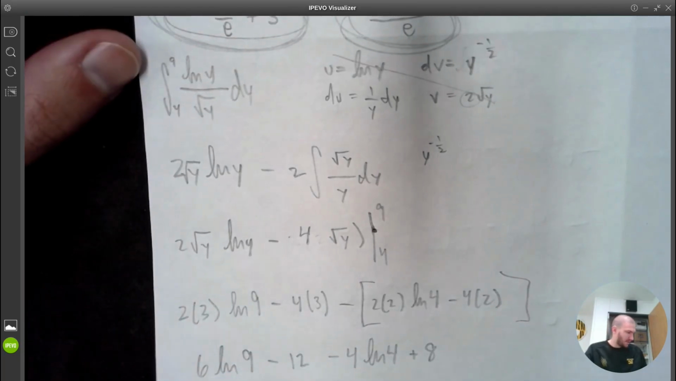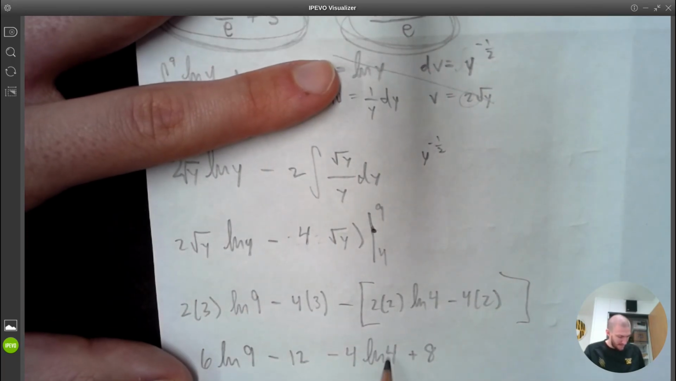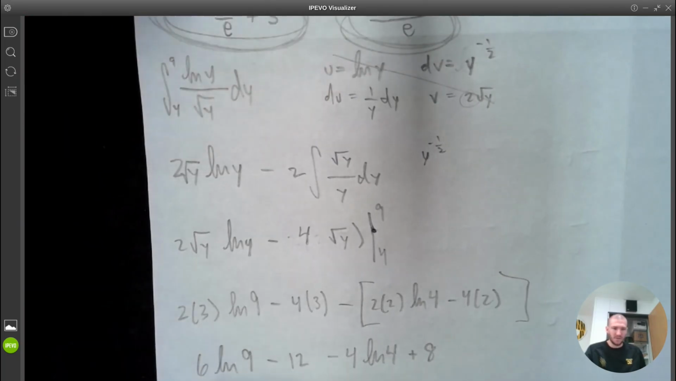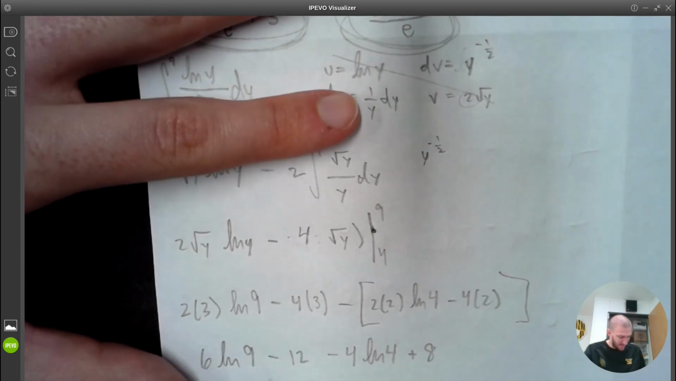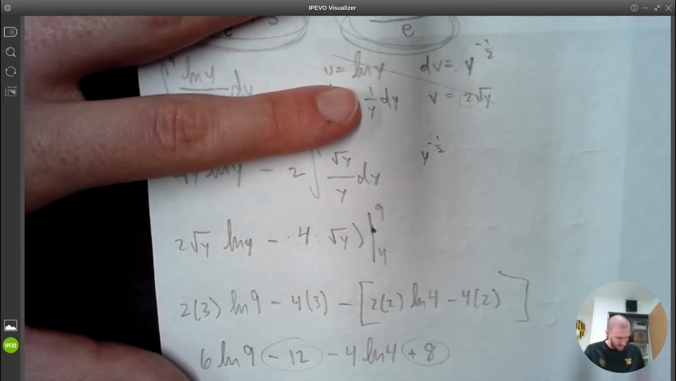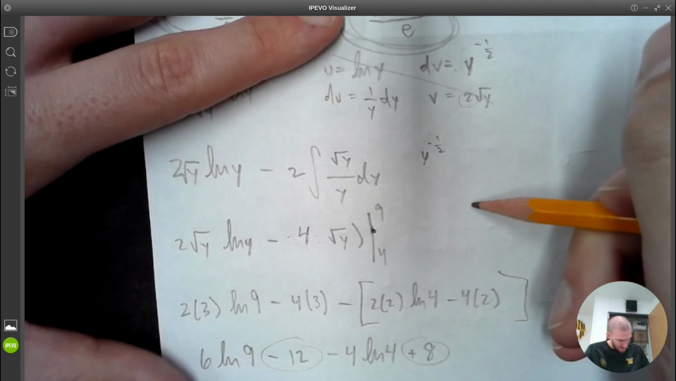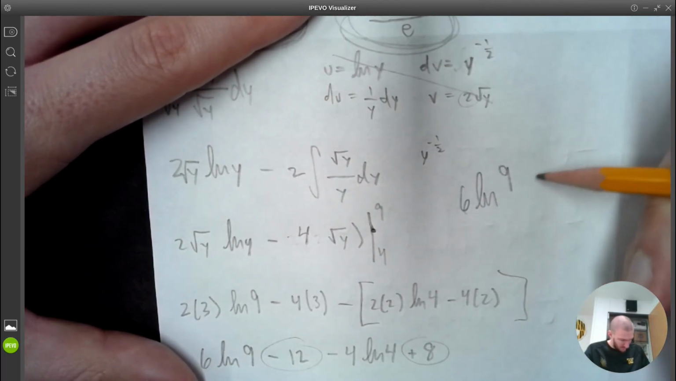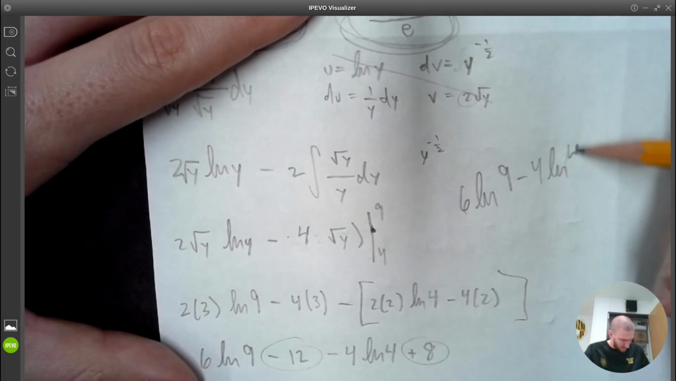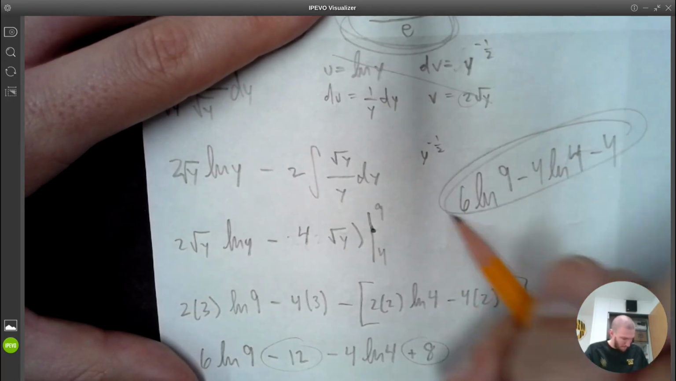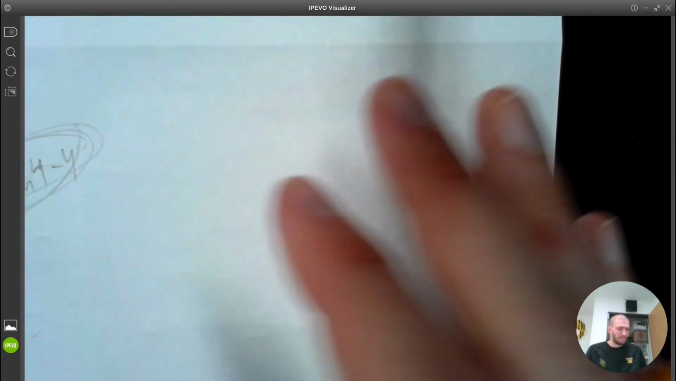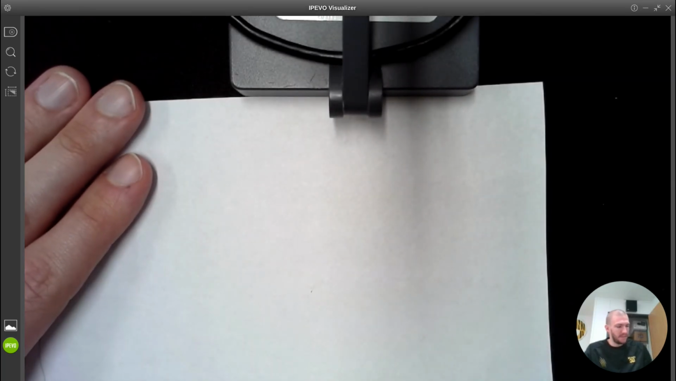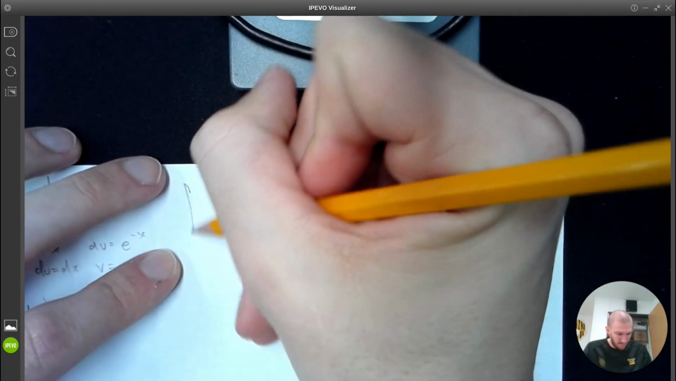We could combine these because subtracting logs means divide. Honestly, that just seems like a horrible waste of my time. I do want to combine these two. So I would say 6 natural log of 9 minus 4 natural log of 4 minus 4. Making decent time. Hopefully we can get maybe through the first row of 8, maybe.